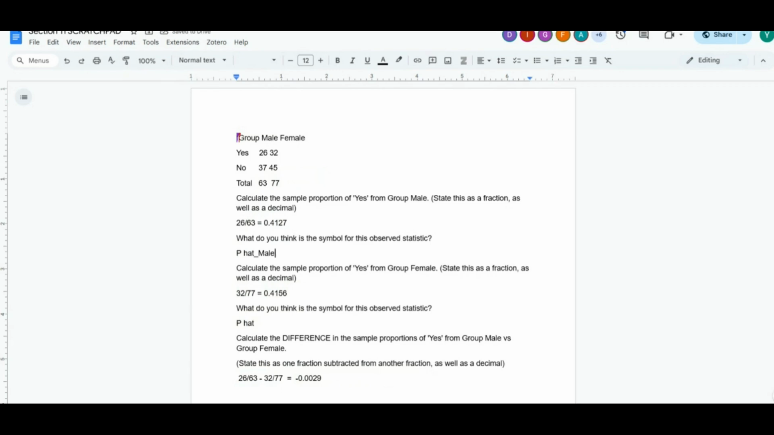Simple, right? P hat male. It's now necessary to say that, because which p hat do you mean? There are p hats all over the place. Which one? So this is a male p hat. This is a female p hat.